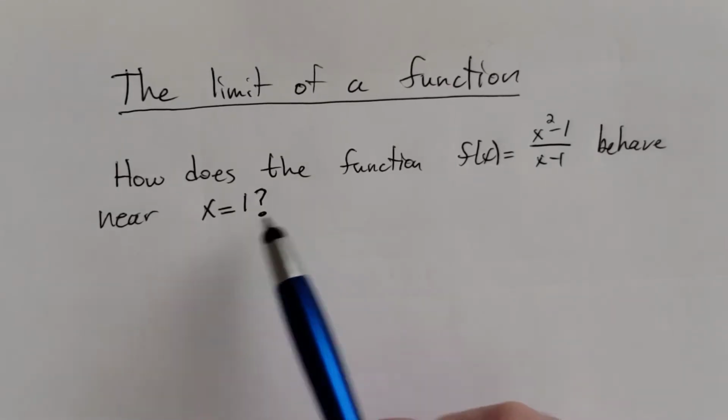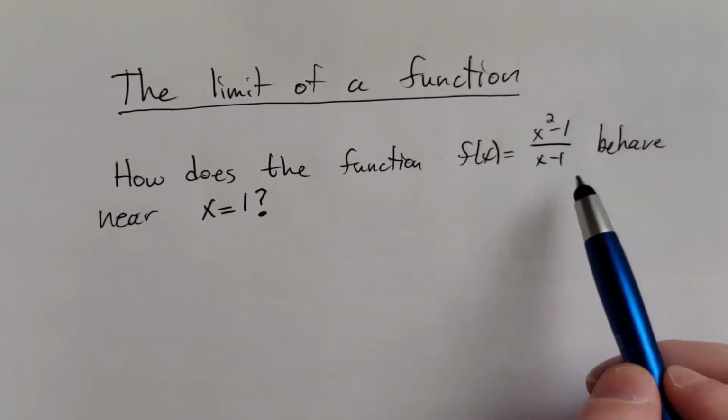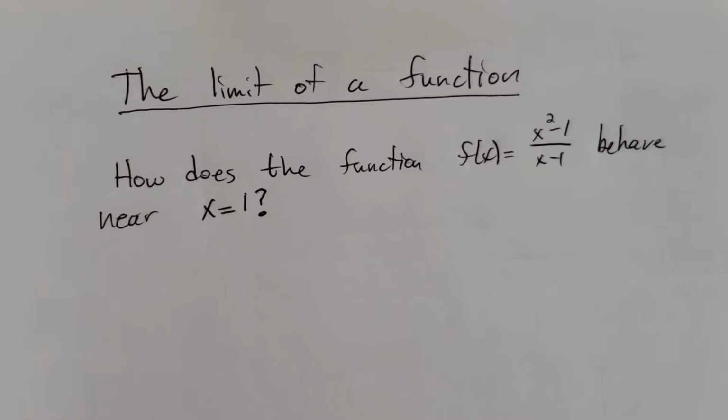Notice that if we plug in x equals 1 into this function, we get a 0 in the denominator. So x equals 1 is not even in the domain of this function. Plugging in x equals 1 here gives us an undefined value, right? We cannot divide by 0. But can we determine what that value is close to, or what values near it are close to, rather? Well, let's go ahead and take a look at this problem.